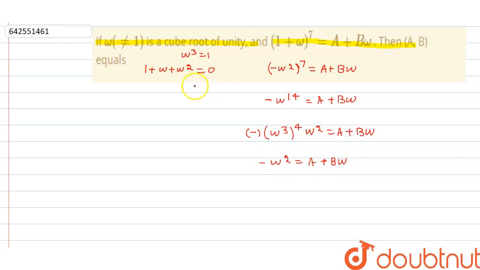Now minus omega square can be written as 1 + omega. That means a + b omega. That means a is equal to 1 and b is also equal to 1.